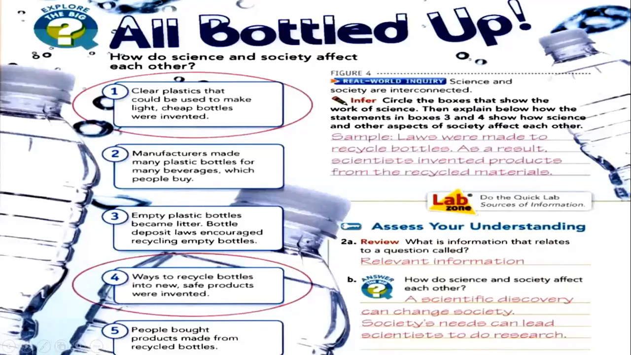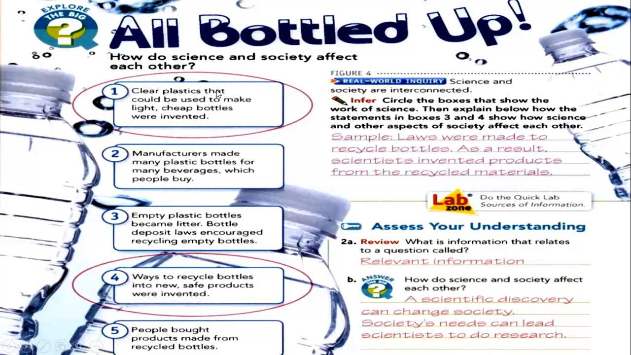Here, guys, we're talking about how science and society affect each other. We'll see in this part: circle the boxes that show the work of science, then explain below how the statements in boxes 3 and 4 show how science and other aspects of society affect each other. So if we go through the boxes one by one, let's start to read them directly.